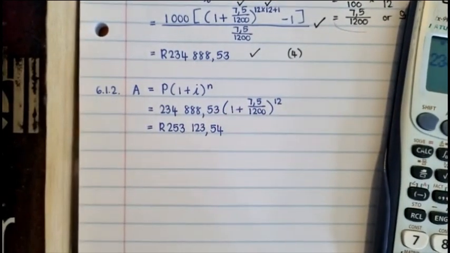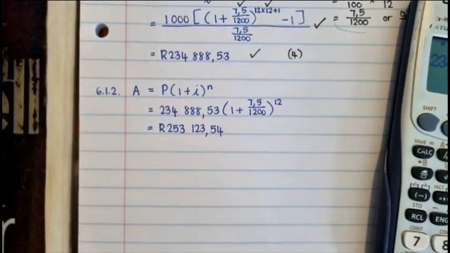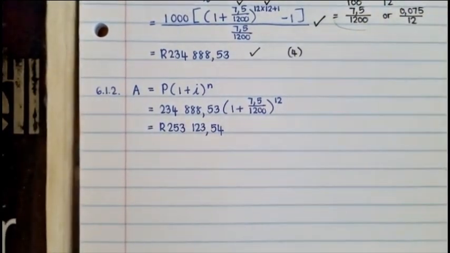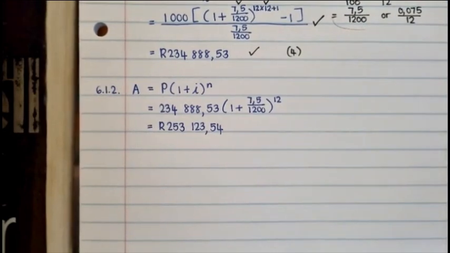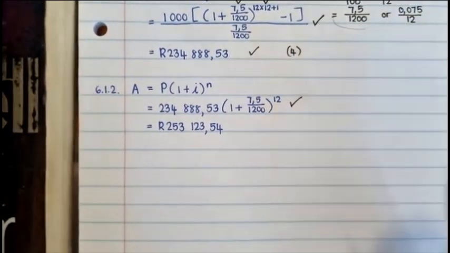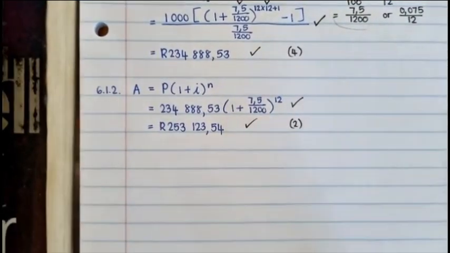So we're going to have 253,123.54. Okay, and that is the amount that is in the account exactly 1 year after his last payment. This question was out of 2 only. So it was 1 mark for substituting everything correctly into that formula, and then 1 mark for getting to the answer.